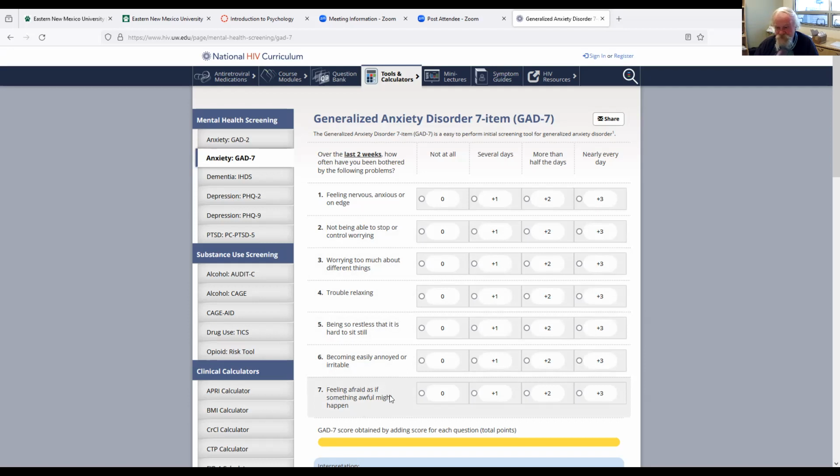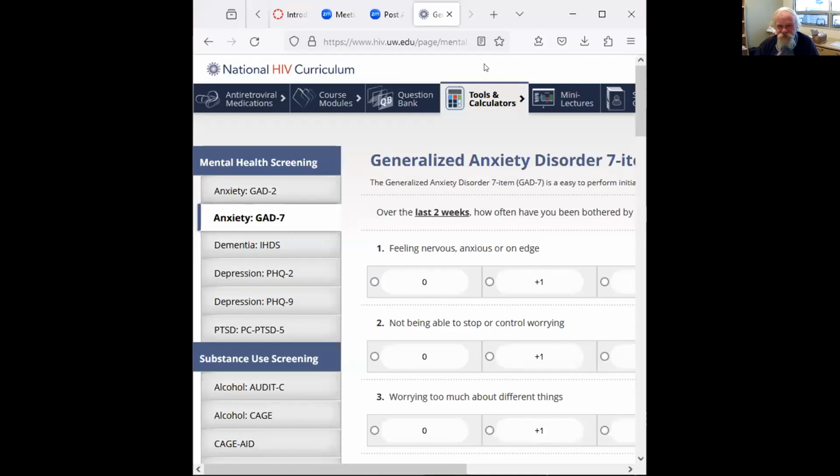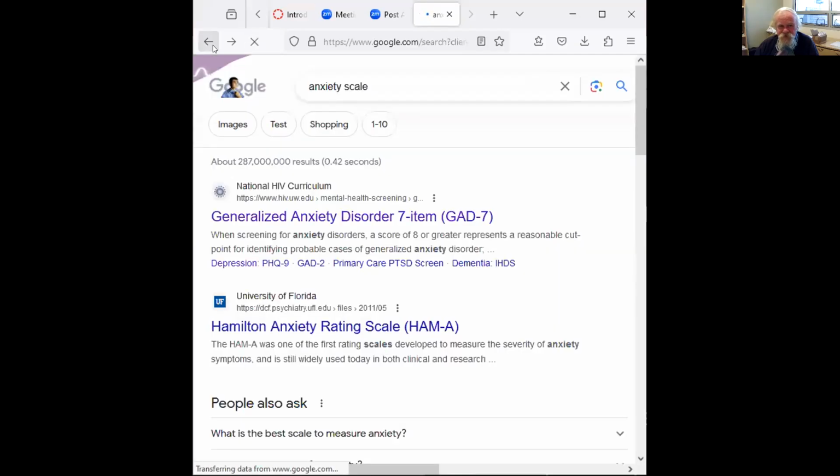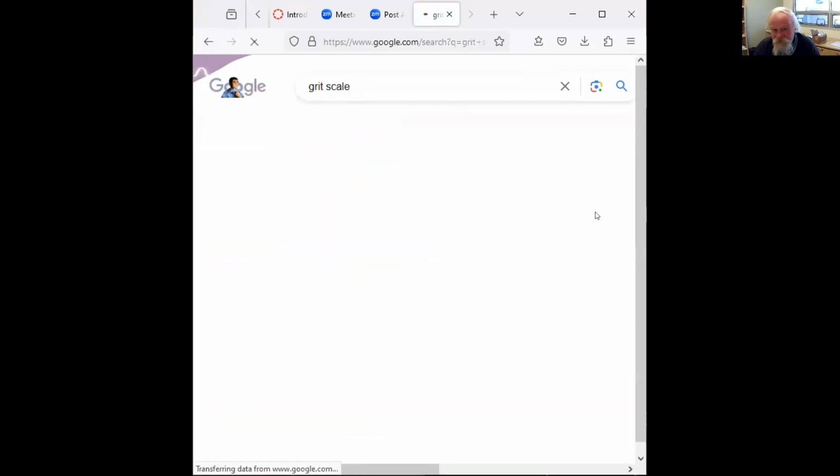Okay, so that's worrying, right? And then you rate that. All right. So that's just one scale, and you can see what it looks like. Let me go back and find another one. Let's see, that's anxiety. Let's see if there is a grit scale online, okay?